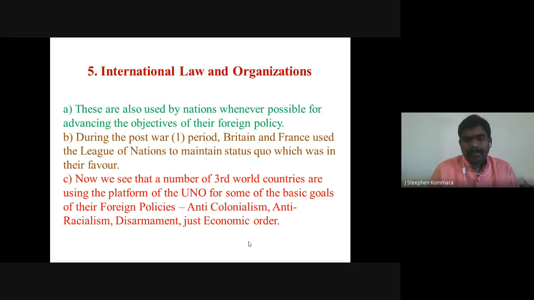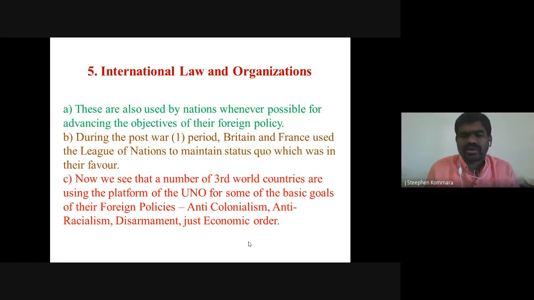Great powers, that is America, England, France, Russia, China, and so many countries are preparing and are made with armaments, producing weapons. So eliminating those weapons is the objective of the UNO and the third world countries. We call that disarmament.